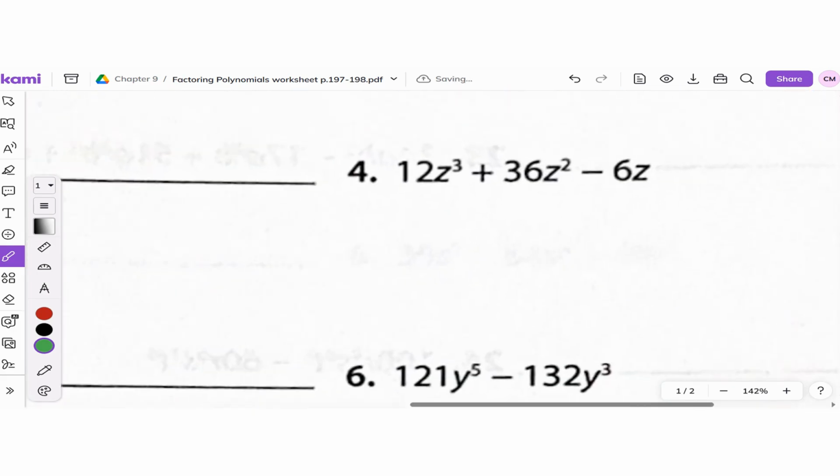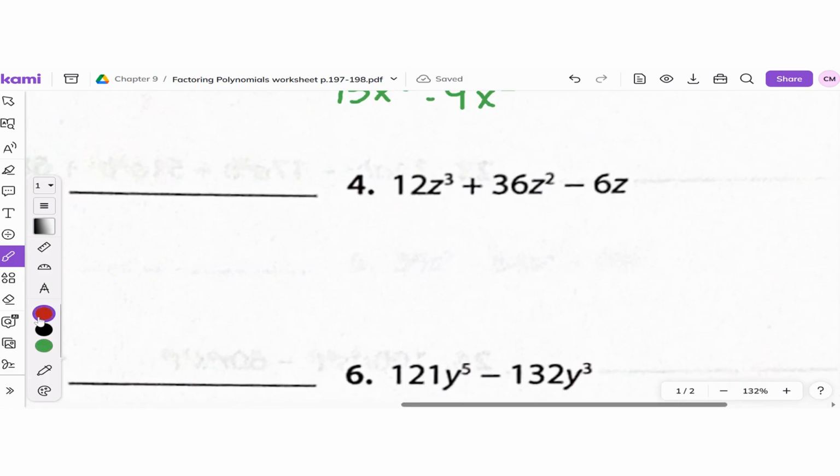All right, moving on. This one looks a little bit more intimidating, but the same thing as before. We're looking at every single term and thinking what is a number that can divide into 12, can go into 36, and can go into 6. In this case, it's 6. And then we're looking to see, do they share any variables in common? In this case, they share z in common. So now we're going to divide out that greatest common factor.